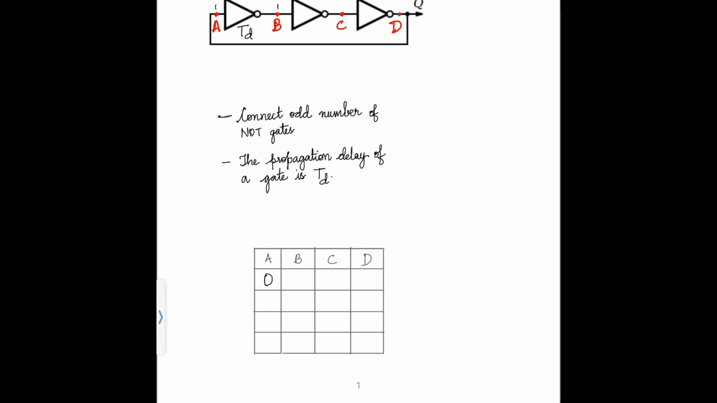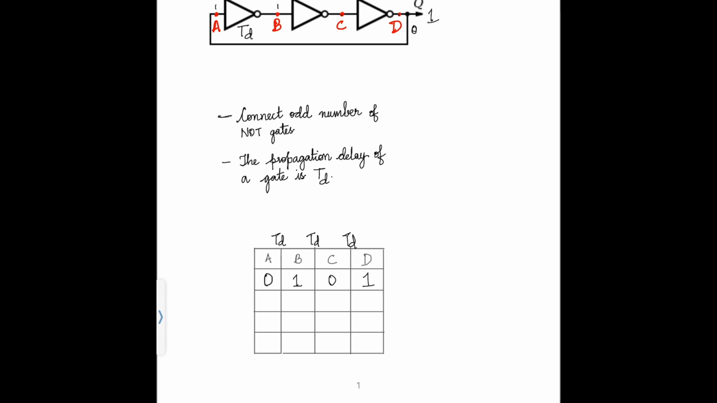Okay. So, suppose the initial signal is 0, then at point A, we have 0. When it travels from A to B, the signal changes to 1, and there is a time delay of Td. And when it travels from B to C, the signal again changes to 0, with a propagation delay of Td. And again, in the third NOT gate, when it travels from point C to point D, it becomes 1 again with the propagation delay of Td. So we get the output. When we get the input 0, we get the output 1.